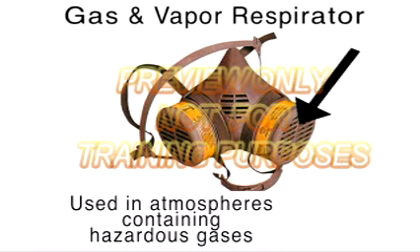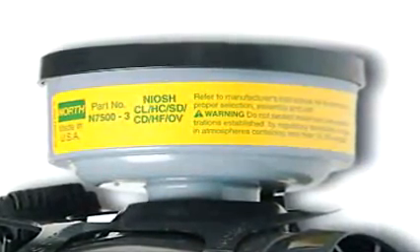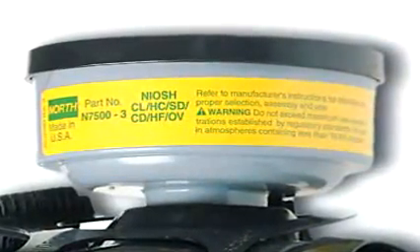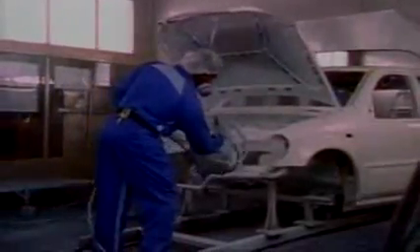These respirators use chemical filters, referred to as cartridges or canisters, to remove dangerous gases or vapors and protect against specific gases or vapors, not airborne particles. This type will provide protection only as long as the filter's absorbing capacity is not depleted.